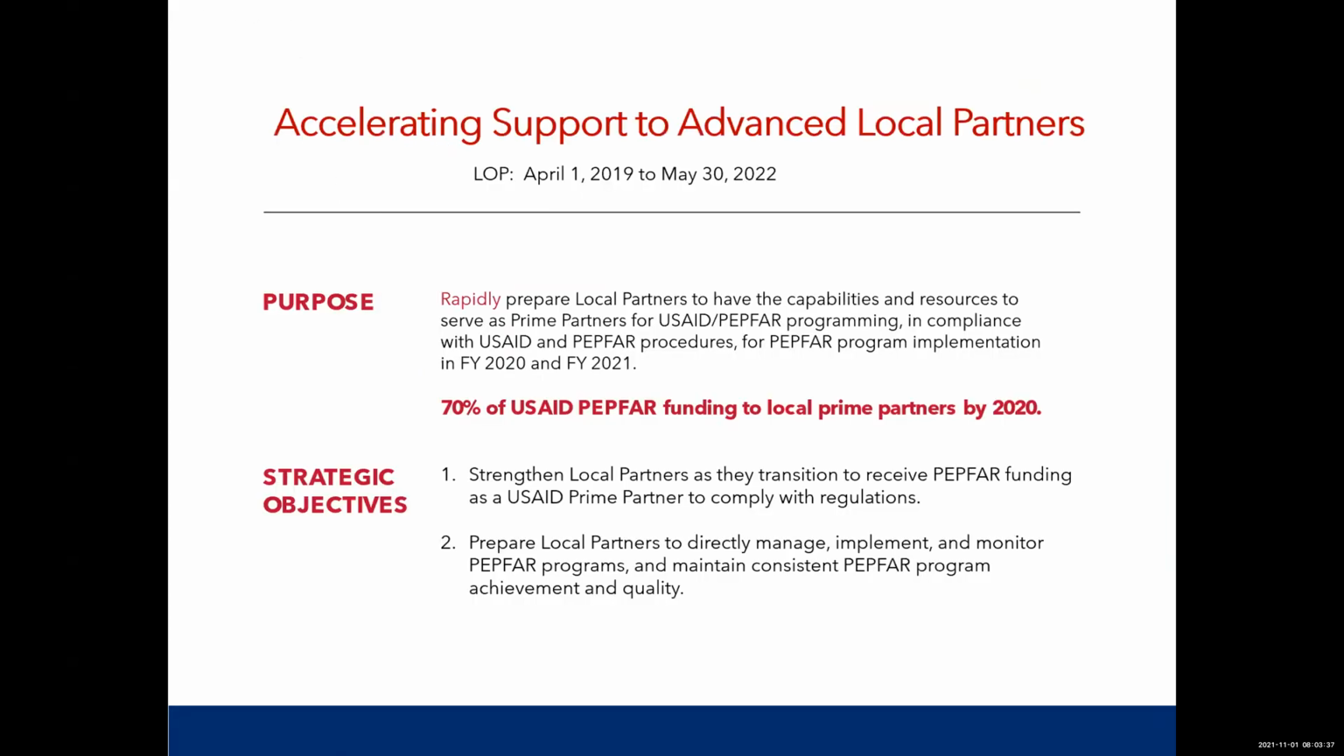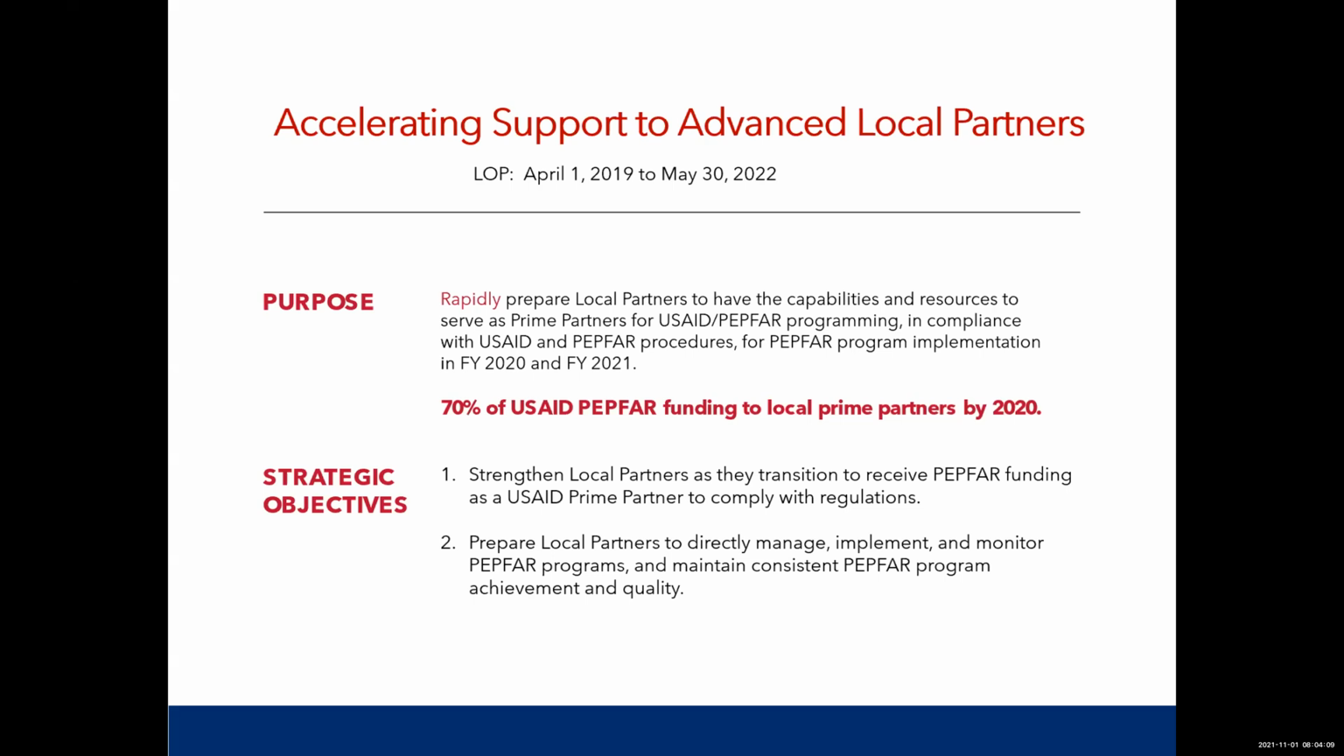I'd like to take this opportunity to tell you a little bit about ASAP, Accelerating Support to Advanced Local Partners. We are a 3-year contract under USAID, and our sole purpose is to help local partners prepare to become prime USAID partners with PEPFAR funding. As you know, the goal for PEPFAR is to have 70% of USAID funding go directly to local partners.